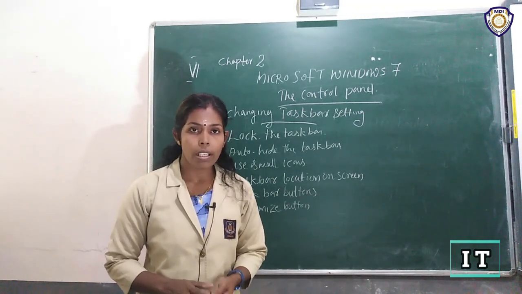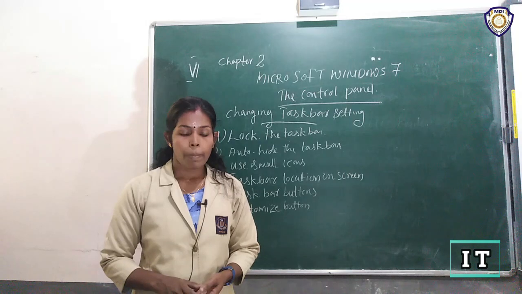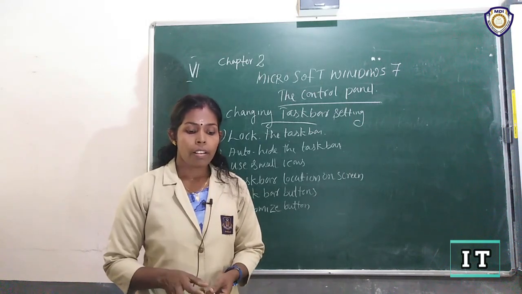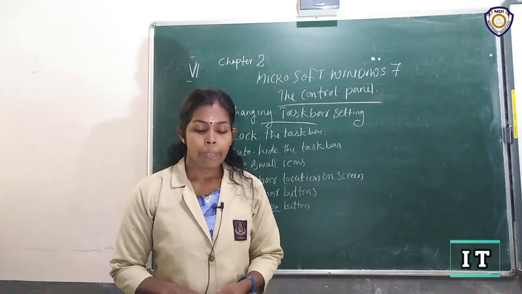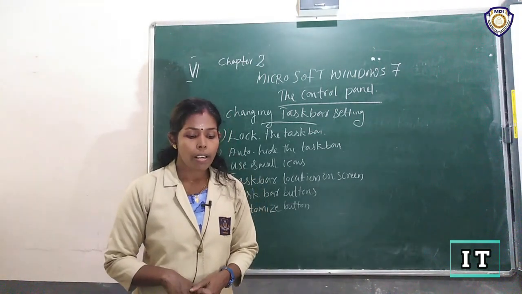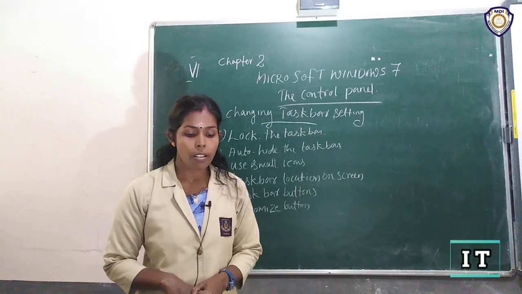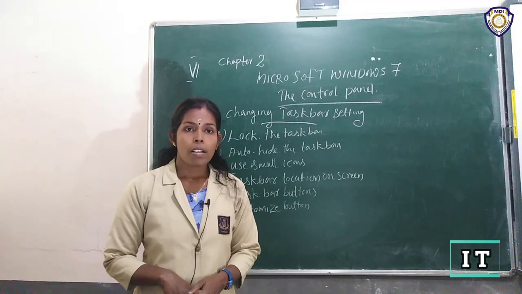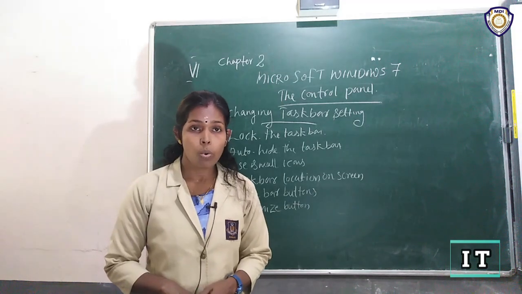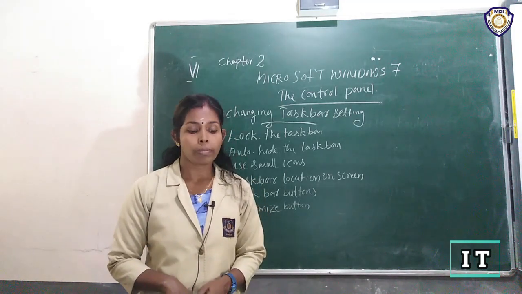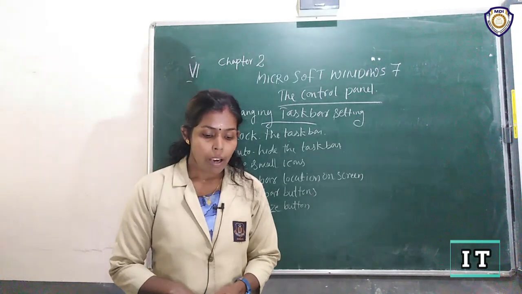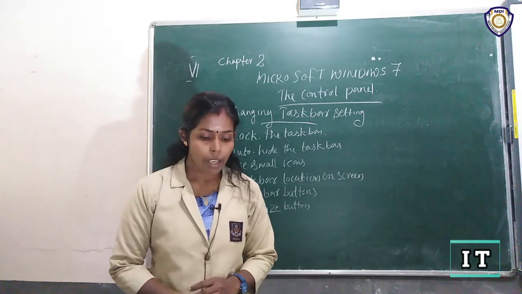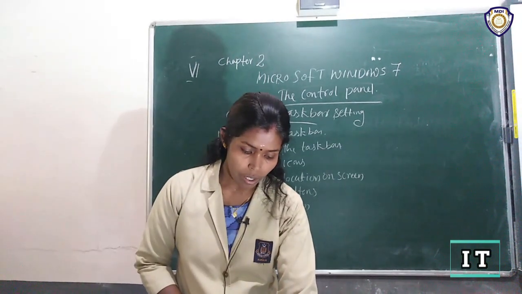All of you listen to your textbook very well because there is a practical, and listen to each step carefully. Click on Taskbar and Start Menu to open the Taskbar and Start Menu Properties dialog box. From the Taskbar and Start Menu Properties dialog box we can change the taskbar and start menu.